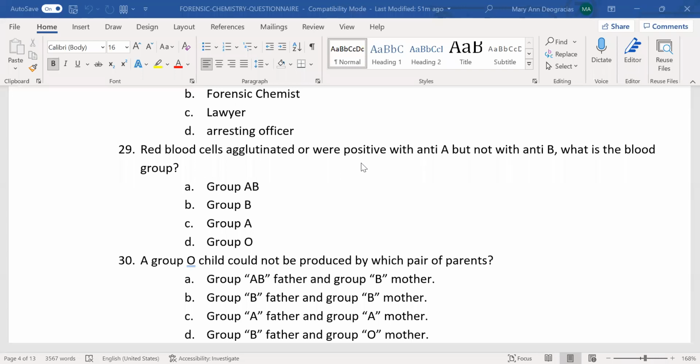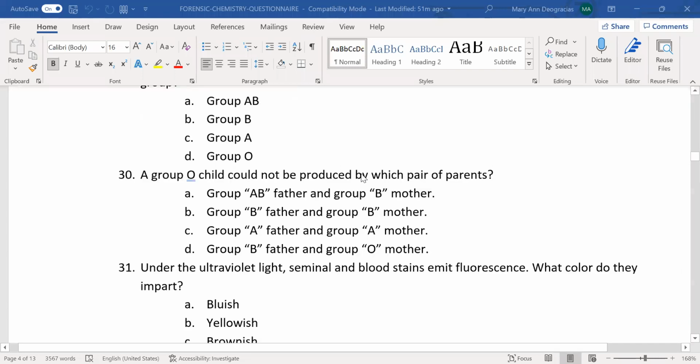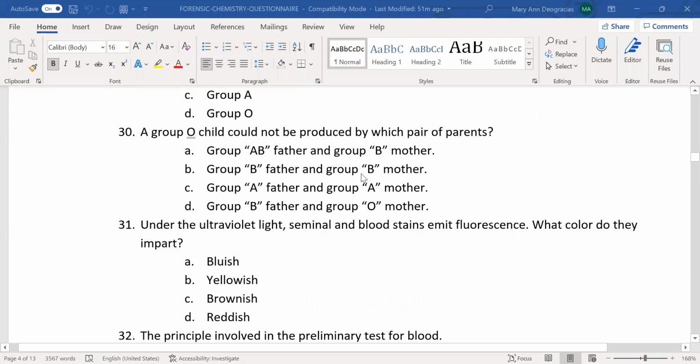Number 30. So, this is a difficult question. A group O child could not be produced by which pair of parents? A, group AB father and group B mother. B, group B father and group B mother. C, group A father and group A mother. D, group B father and group O mother.